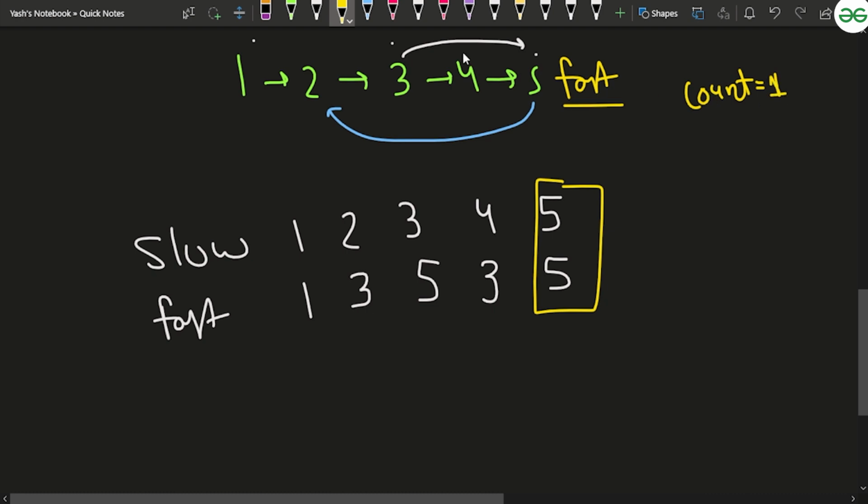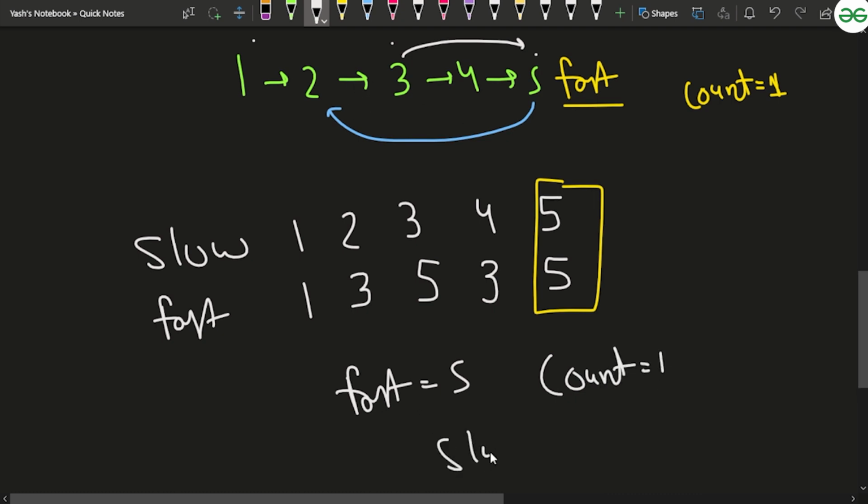Now what you do is you move your slow by 1 every time. Since your fast is equal to 5, the count is nothing but 1 here. What happens next? The slow moves to 2. Slow always will be moving by 1 until it's equal to fast. So slow is equal to 2, and in that case this slow is not equal to fast, so you mark the count as 2. You increase the count by 1.